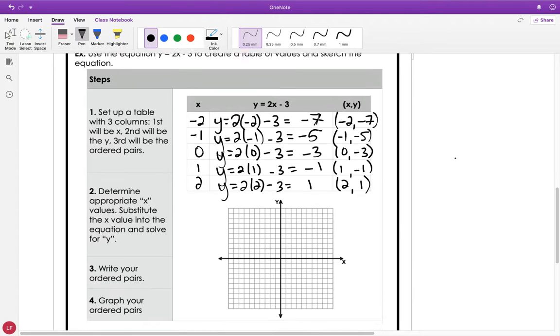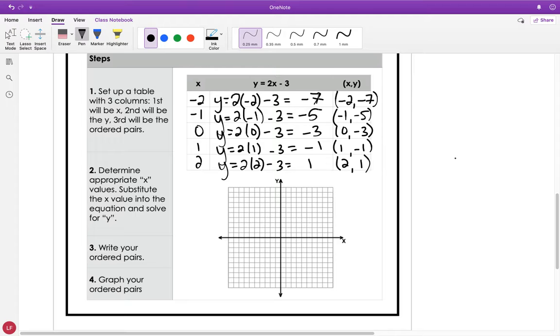So going down to our grid, we're going to again plot these. So I'm going to go 2 and then down 2 because it's negative again. 1, 2, 3, 4, 5, 6, 7. Then -1, 2, 0, -3, 1, -1, and 2, +1.